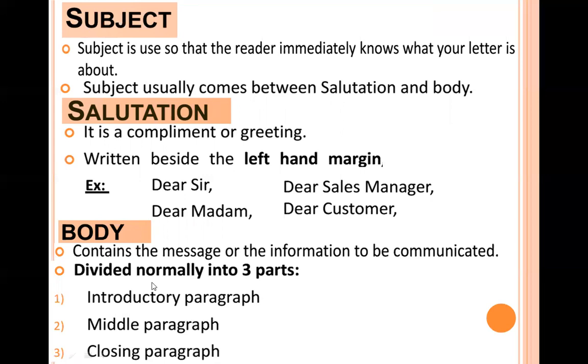Then we write the main content of the letter, which is the information which is to be communicated. It is basically divided into three paragraphs: introductory paragraph, middle paragraph, and the closing one. In the introductory paragraph, it is important that you include the main content precisely. The reader should come to know from the very first line of your letter what you are going to discuss in the letter.